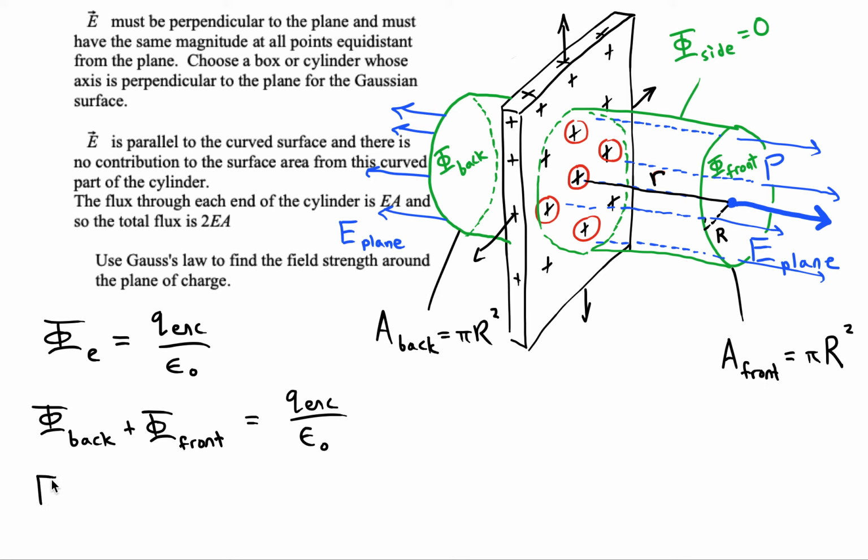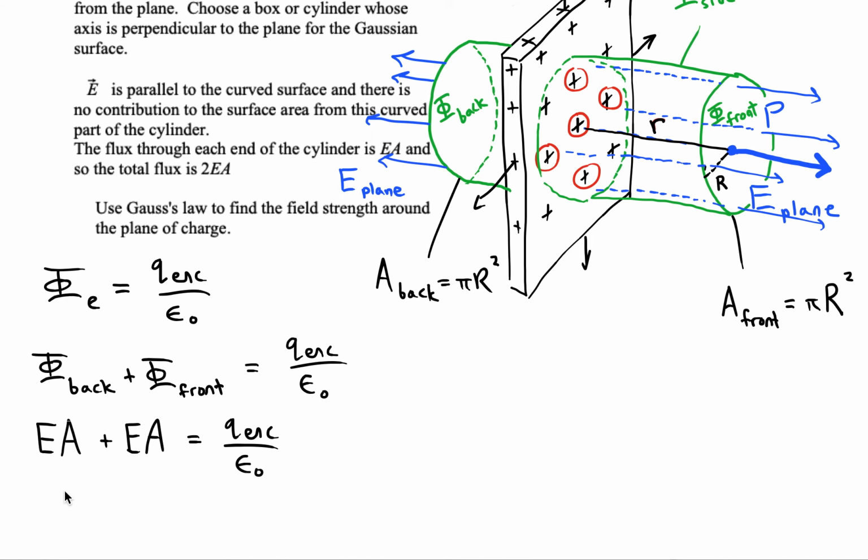Alright, so we'll have E times A plus E times A equals Q enclosed over epsilon naught. Combine these two things into 2EA equals the charge enclosed over epsilon naught.